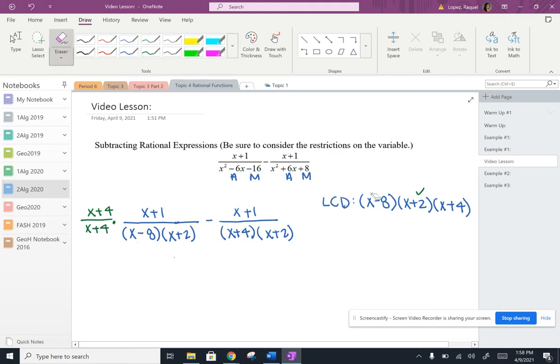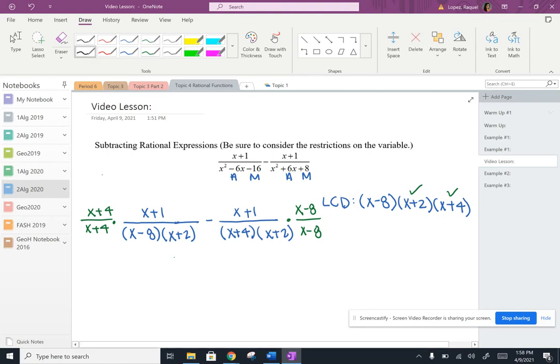Okay, and then we're going to go through that list again for the second fraction. This time I have the x plus 4 and I have the x plus 2 right here. I'm missing the x minus 8. So the second fraction is going to get multiplied by x minus 8 in the numerator and denominator. Okay, now what we want to do is multiply.